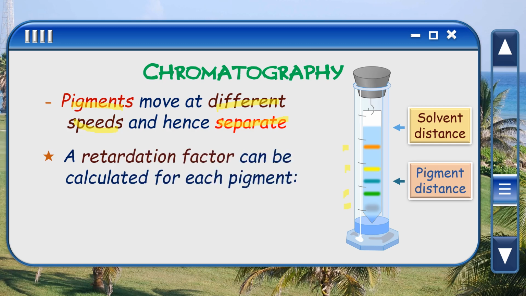The retardation factor can be calculated for each pigment. For example, we have different pigments: a green pigment here, a blue pigment here, a yellow pigment here, and an orange pigment here. For all of these we can calculate the retardation factor.